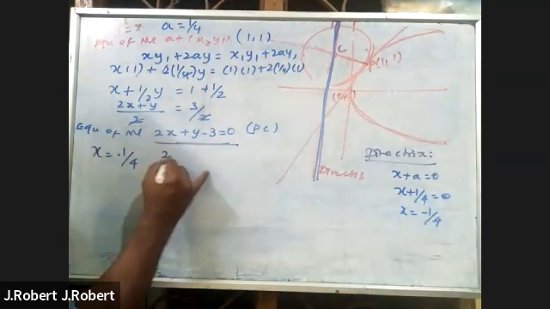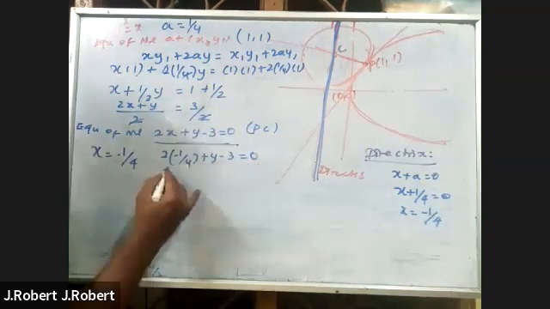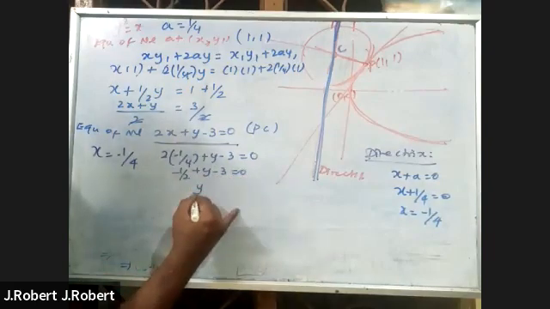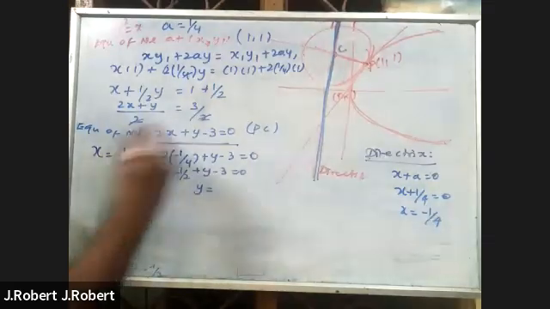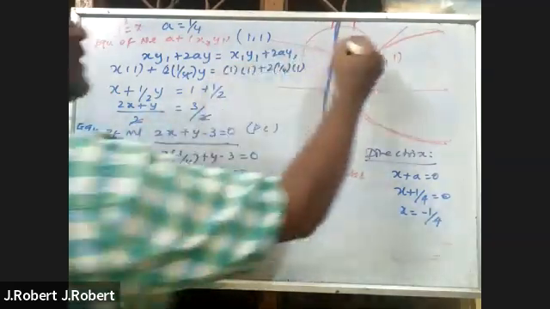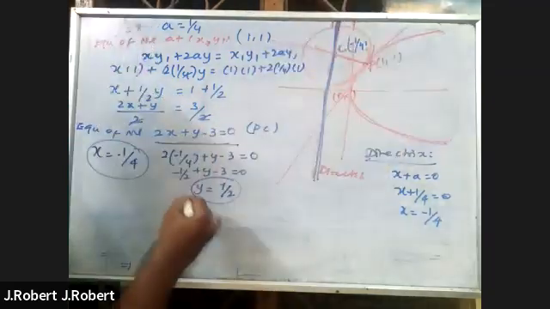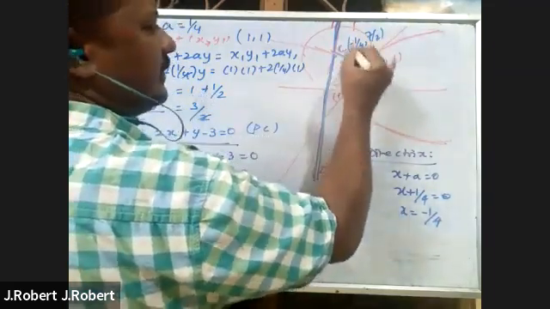So 2 into minus 1/4 plus y minus 3 equals 0. We get minus 1/2 plus y minus 3 equals 0. From this, y equals 7/2. So this is the center of the circle: C is minus 1/4, 7/2. Now this is the radius of the circle.